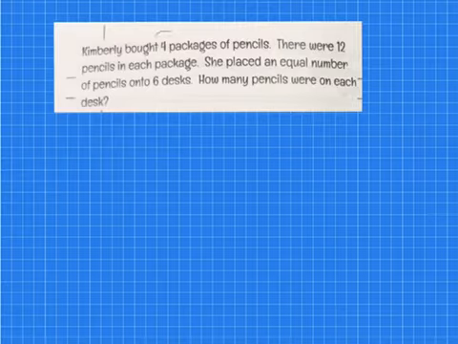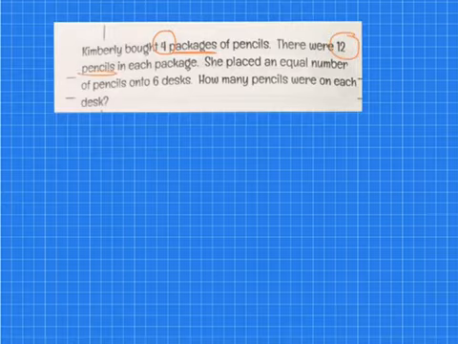Kimberly bought 4 packages of pencils. There were 12 pencils in each package. Okay, I'm going to stop there because that's my first part of my mind movie. It's her with her pencils. Because the second part of my mind movie talks about her placing an equal number of pencils onto 6 desks. So I'm going to take it one step at a time. Let's do the first step.